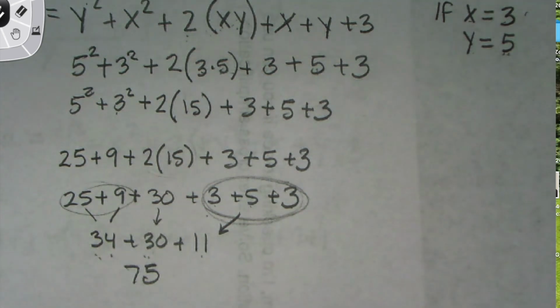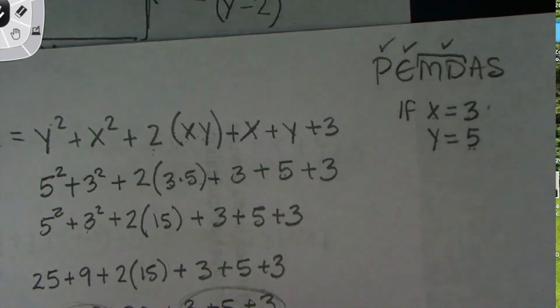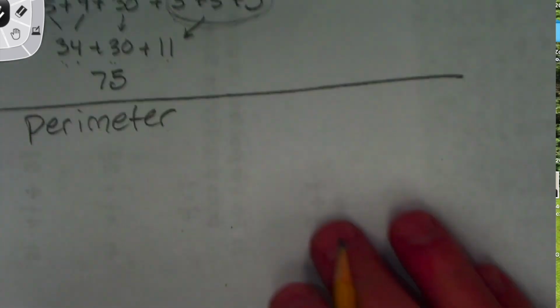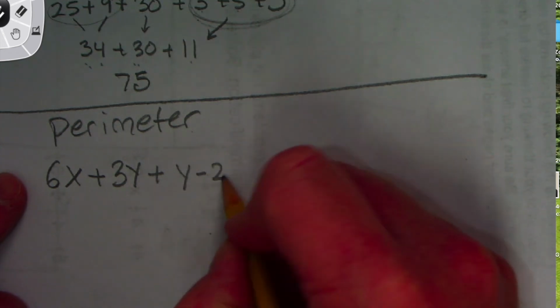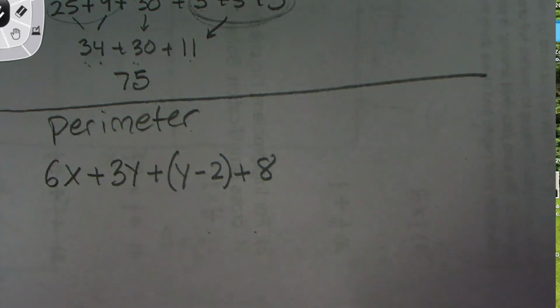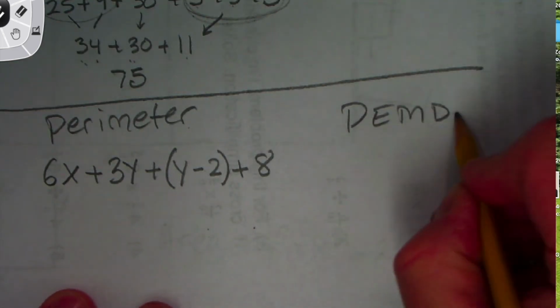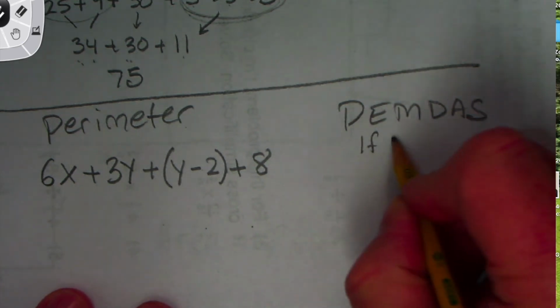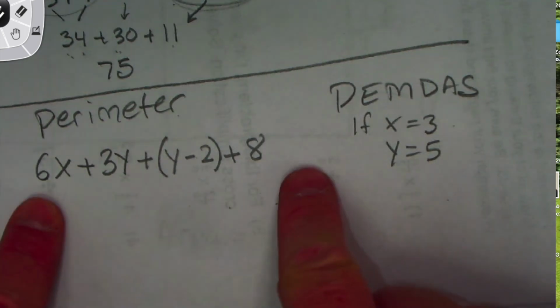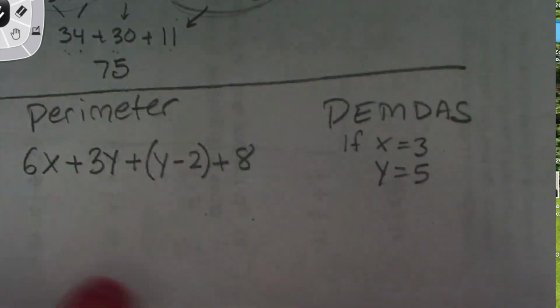You know what your next task is. Your next task is to find the perimeter. The perimeter, which we already discovered, was 6x plus 3y plus y minus 2 plus 8. We don't have any exponents here. Please excuse my dear Aunt Sally. If x equals 3 and if y equals 5, what is this worth? Solve that up. That is your homework.